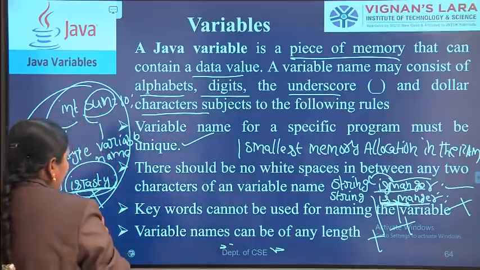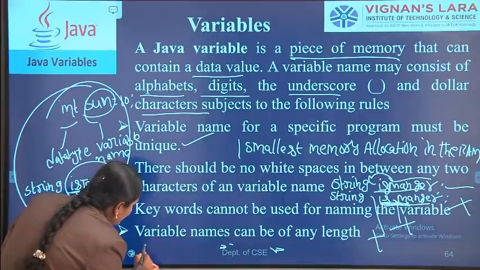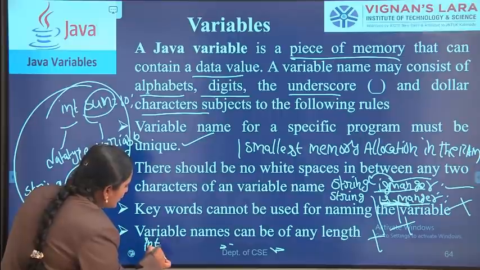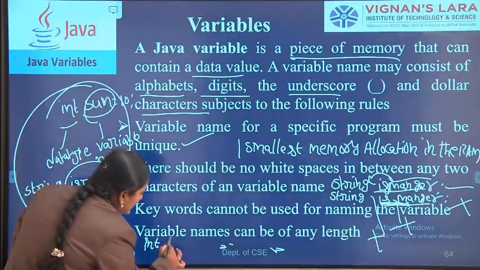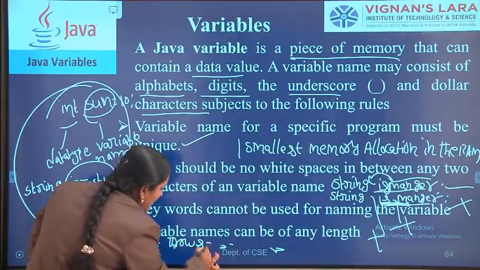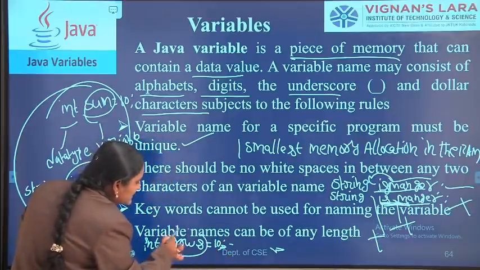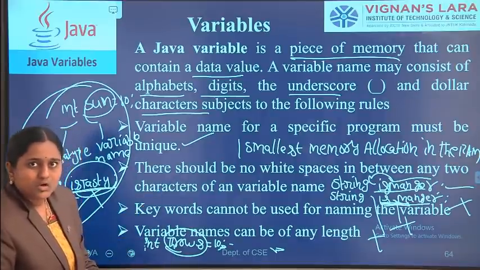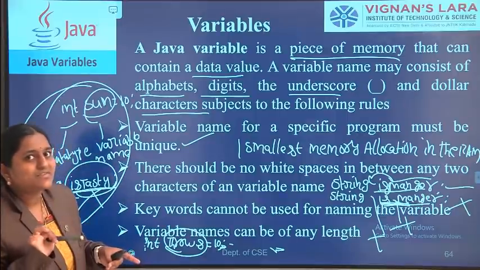For example, int. Here, int is one keyword. For example, here Java throws is the keyword. For example, throws equal to 10. Here throws is the variable name, but it is a keyword. Keyword names cannot be used as variable names.